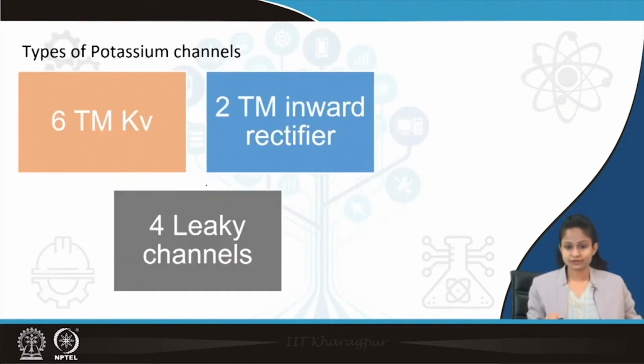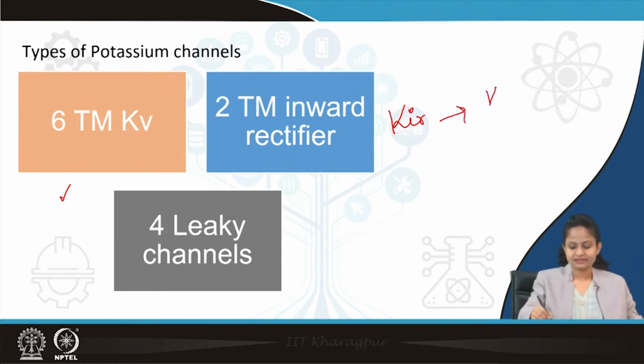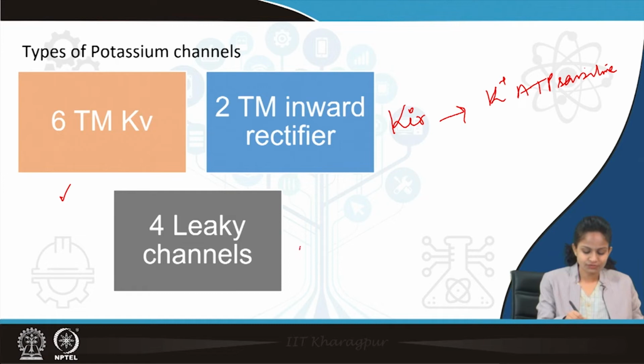Now what are the types of potassium channels? Mainly we have 6 transmembrane voltage gated potassium channels, 2 transmembrane inward rectifier potassium channels, mainly denoted as KIR, and it also includes the ATP sensitive potassium channels, and also we have the 4 transmembrane leaky channels.